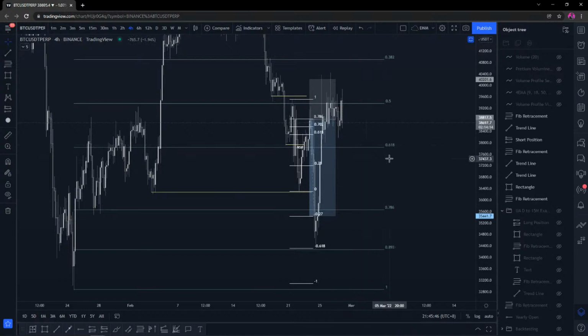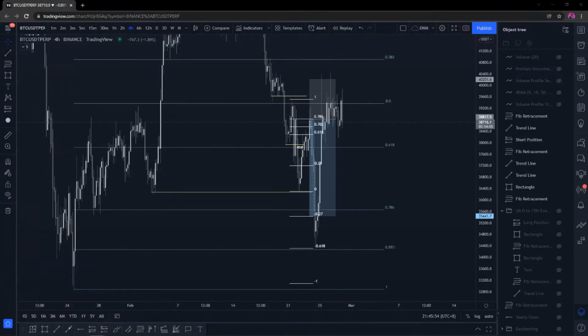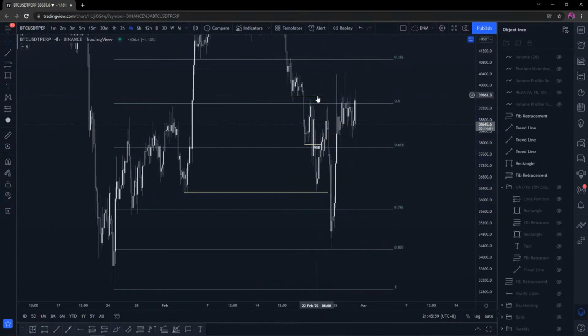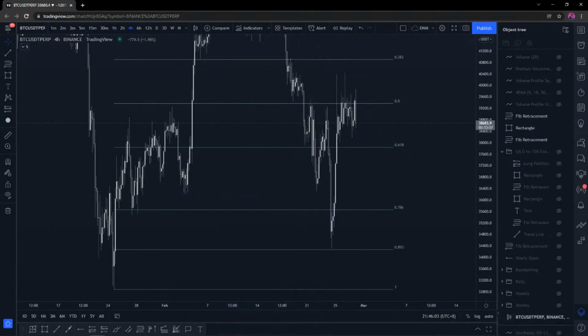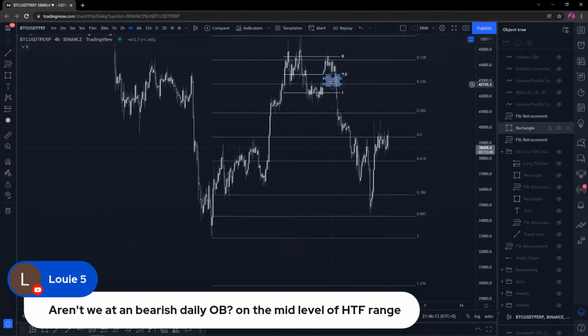I'll just check the Discord now for any more queries. Okay, so Louis, you've asked a question: aren't we at a bearish daily order block on the mid-level of the high time frame range? Let me just have a look at that question. Just show it on the screen again, sorry. I've actually skipped a couple of questions. But anyway, aren't we at a bearish daily order block? Let's take a look.